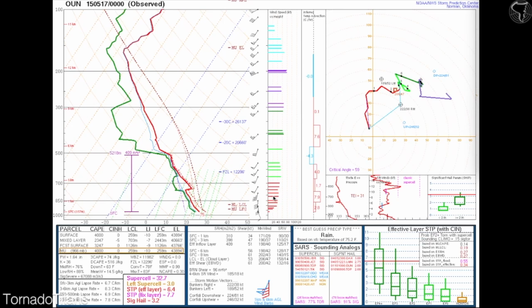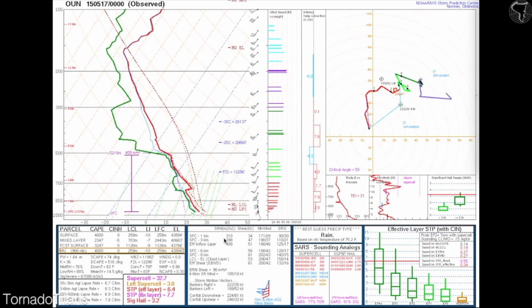On this chart in particular, again, the goal of this lesson is not to teach you the mathematics or how to calculate these in depth, so we're just going to gloss over that. We're just going to look at what is. The surface to 1 kilometer helicity is 310. Again, anything over 100 is fair game. As you get above that, especially over 300, you can start talking about strong tornadoes, and that's definitely possible.